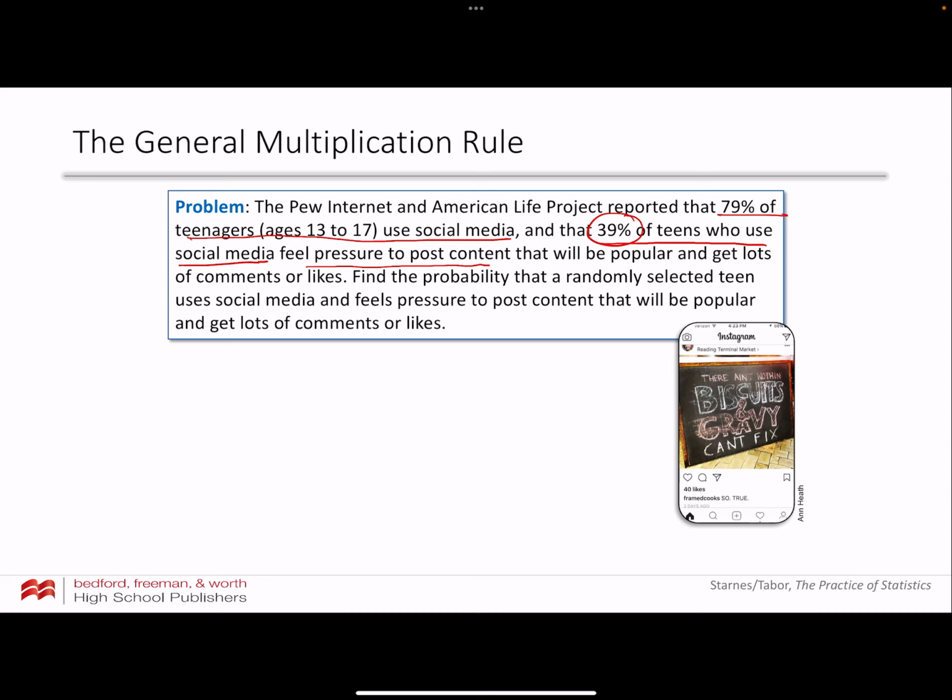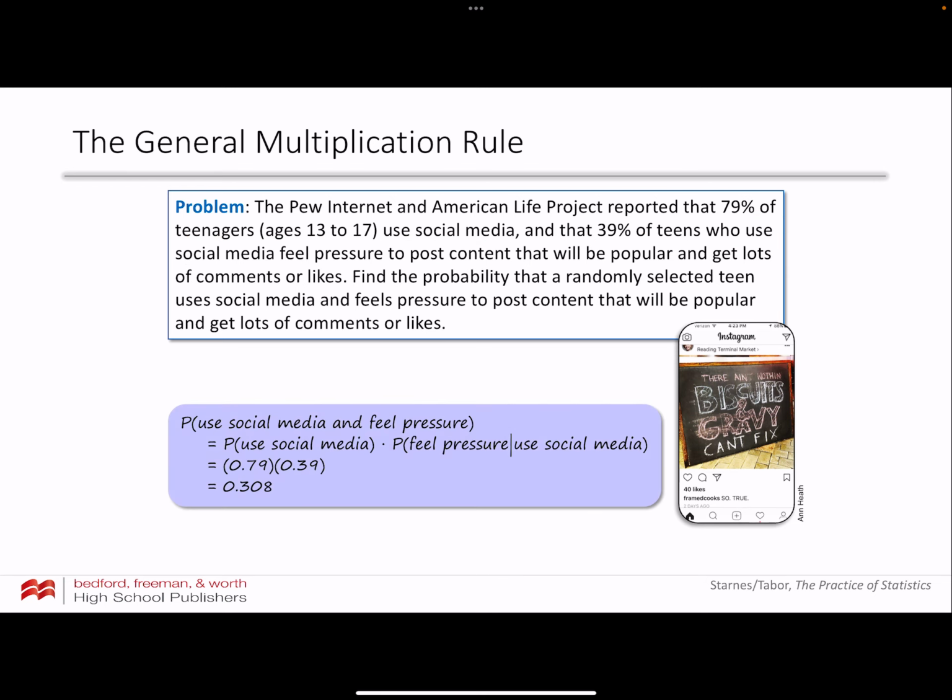So let's find the probability that a randomly selected teen uses social media and feels pressure to post content that will be popular and get lots of comments and likes. So let's see what we have. That 39%, that's the probability that someone feels pressure given that they use social media. And that 79% was just the probability that someone uses social media, right? So if I multiply these together, I will get the probability that someone uses social media and feels pressure.